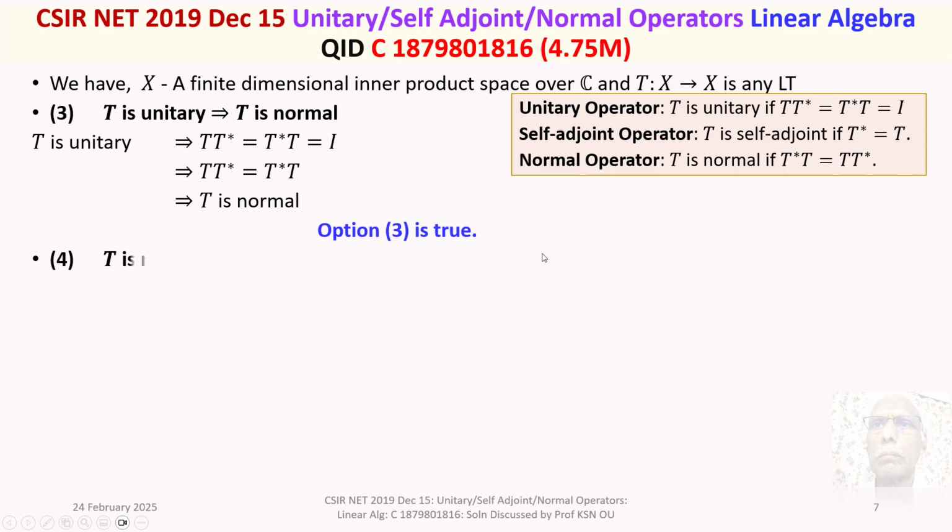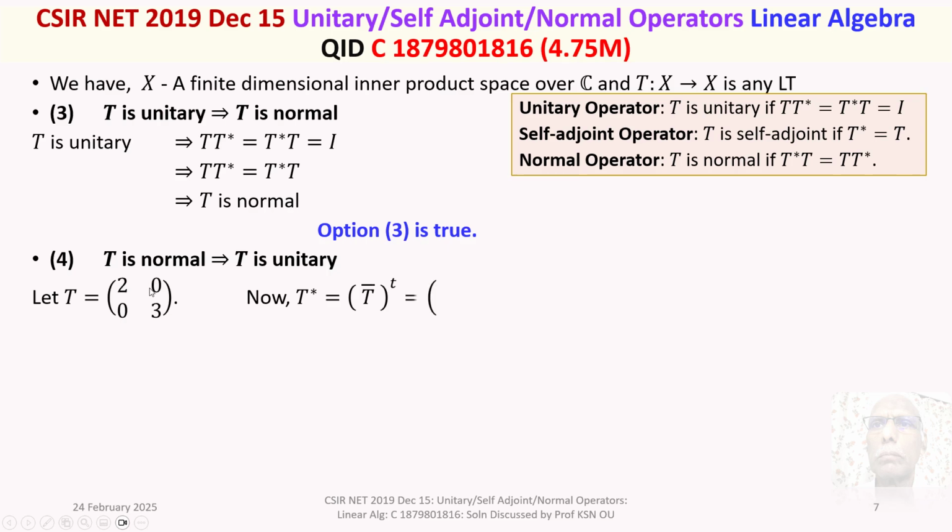Go to option 4. T is normal implies T is unitary, not necessary. Give a counter example. Let T equal the matrix diag(2, 3). Then T star is T bar transpose, which is again diag(2, 3). Take the conjugates, they remain the same because they are real numbers. Then take the transpose. Transpose is also the same matrix because it is a diagonal matrix.